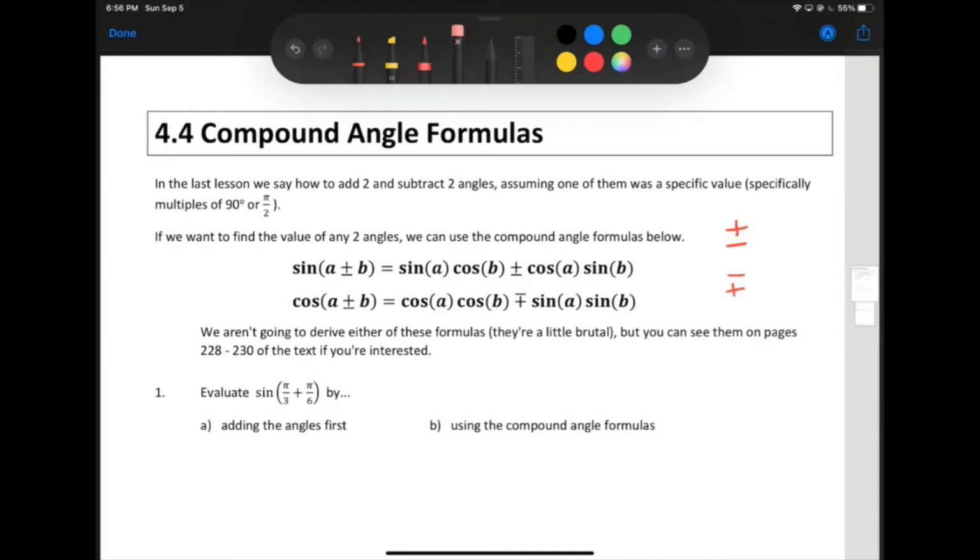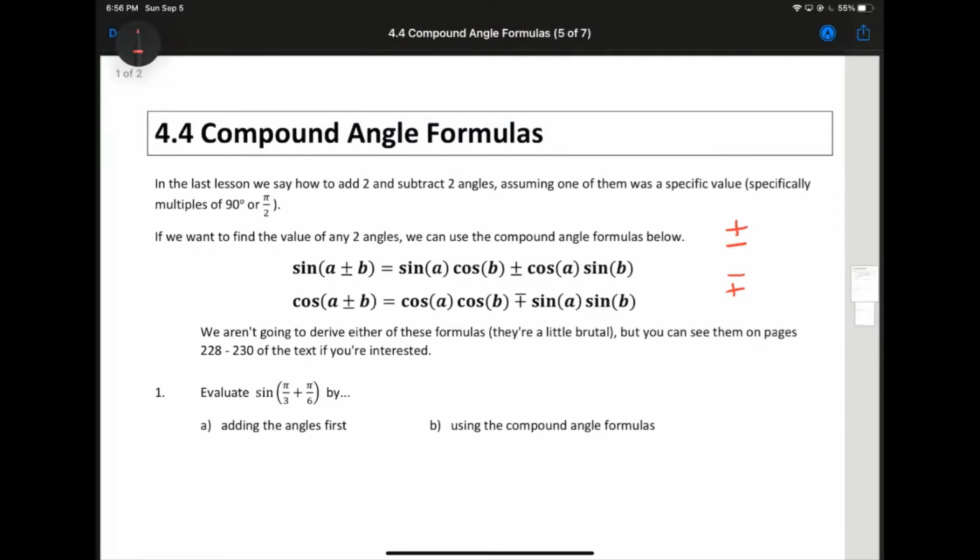Now the top ones are the exact opposite. They actually just have to be exactly the same. So if it's a plus on the left, it's a plus on the right. If it's a minus on the left, it's a minus on the right. That's really the only trick to this, is the plus minus, minus plus.